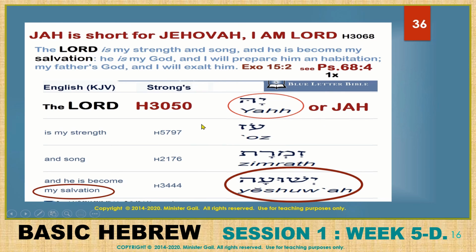So here we have the Lord in Scripture is my salvation. Now see the entire sentence here, and he has become my salvation, is for the one word in Hebrew, Yeshua. It's an action word, action, a process. H3444, Yeshua. The Lord is my strength and my song, and he has become my salvation. That is not his name.